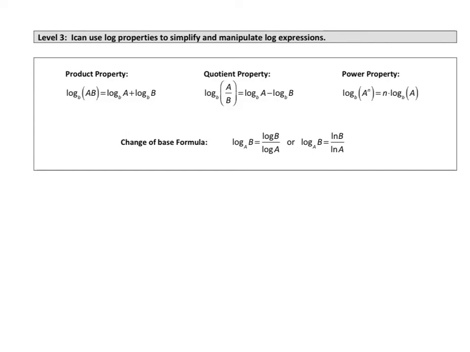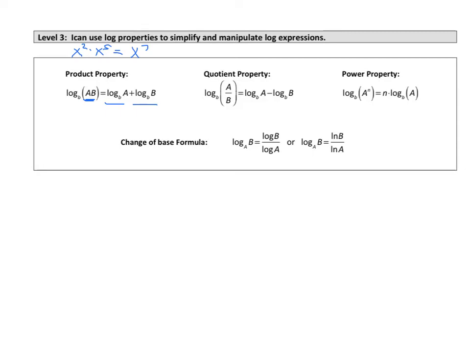If you have something multiplied on the inside of a log, you can split that apart into 2 logs that are added together. And this follows from the exponent property where we multiply. Say I multiplied x to the second times x to the fifth. I add the exponents and get x to the seventh. So I'm multiplying, but I add the exponents.